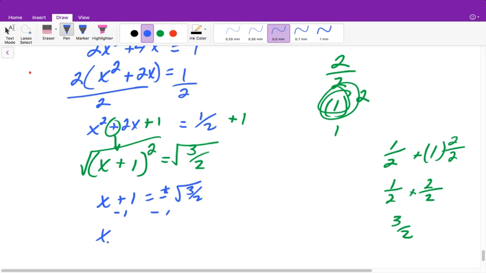So we subtract 1, so x is then equal to negative 1 plus or minus the square root of 3 over 2. All right, for now, that will be your final answer. Once we get past semester break, that will change.